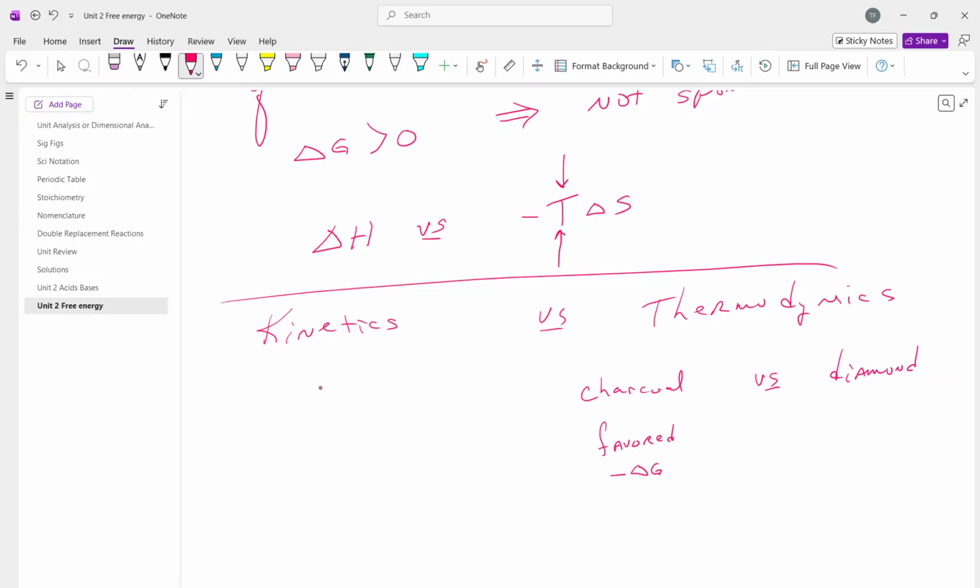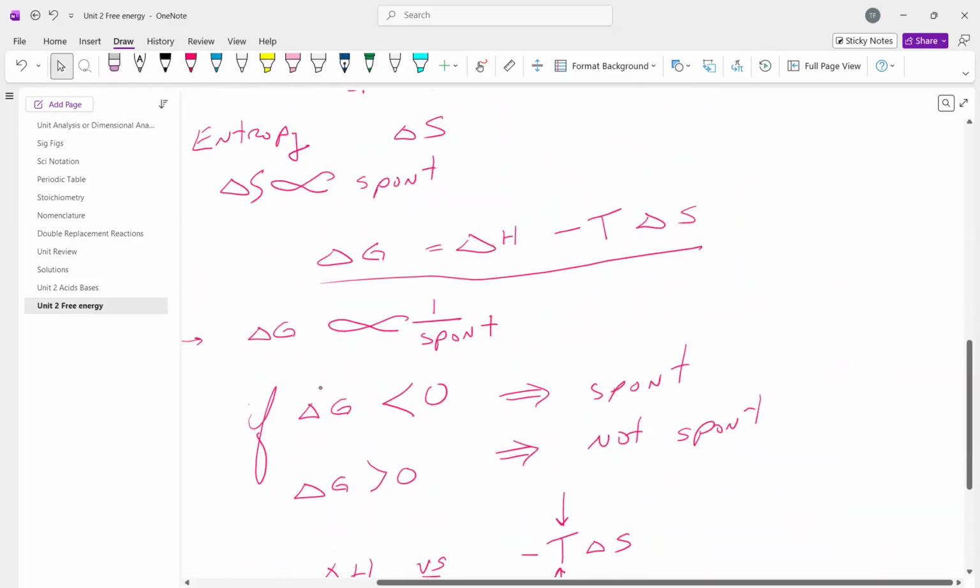Perfect. So delta H and delta G are inversely related to spontaneity. Delta H is inversely related to whether the reaction is going to happen. Delta S is directly related. Delta S is entropy, H is enthalpy. And they affect each other's relationship to spontaneity. If you go back to this equation right here.